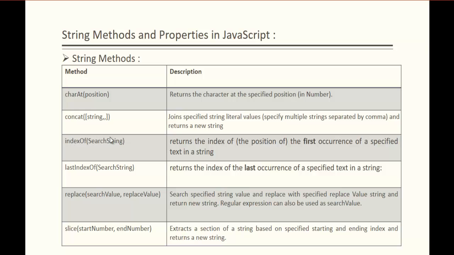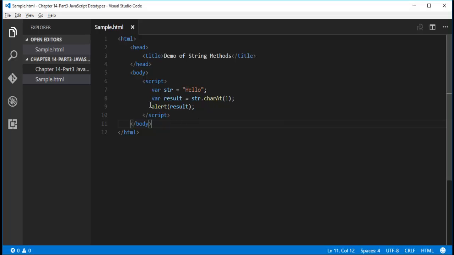Coming to the second method, that is concat. Concat means joining two strings, so we have a method for that. In the last video, we saw how to concatenate two strings with the help of the plus operator, but we have a method to do that work. So let me show you how to do that. It's very simple. Now I'm just going to remove this, and var str1 is equal to hello world.